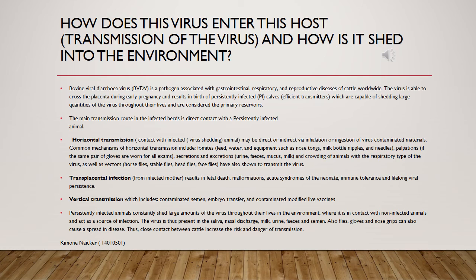Persistently infected animals constantly shed large amounts of virus throughout their lives in the environment where it is in contact with non-infected animals and act as a source of infection. The virus is thus present in saliva, nasal discharge, milk, urine, feces, and semen. Also, flies, gloves, and nose grips can also cause a spread of the disease. Thus, close contact between cattle increases the risk of danger.